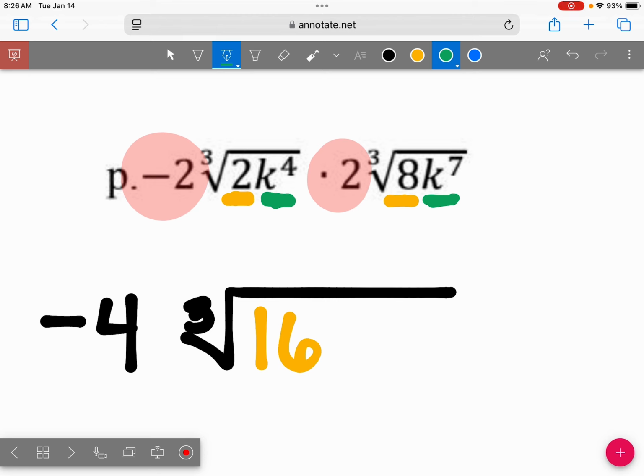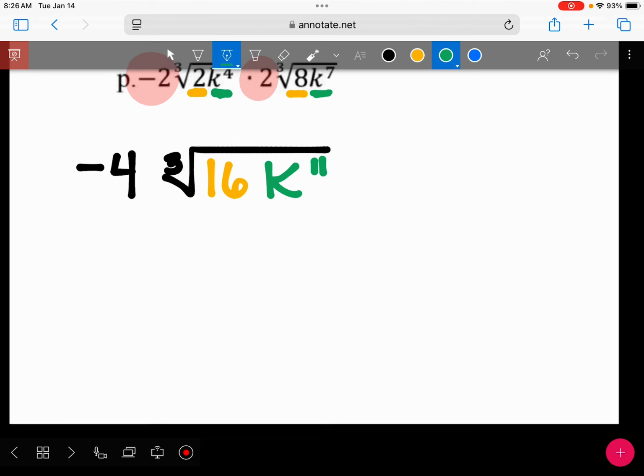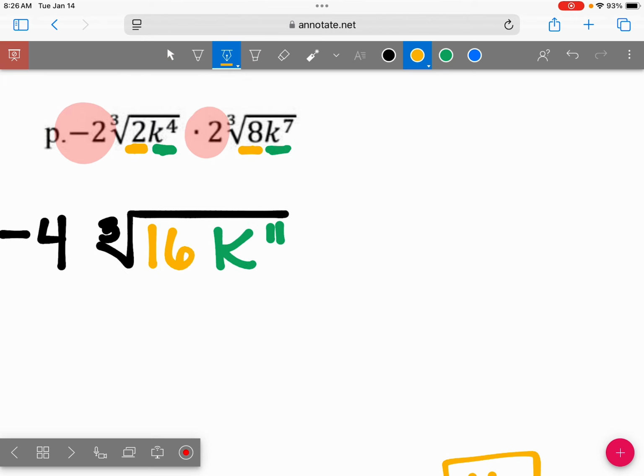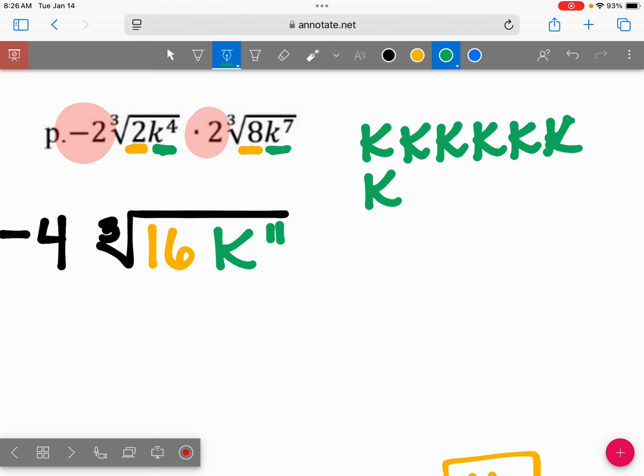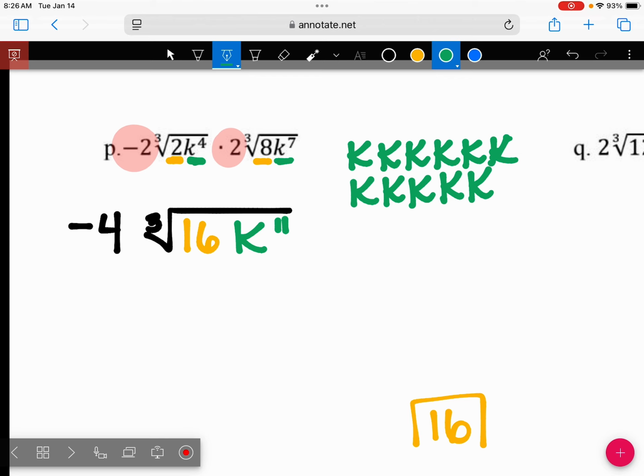So I have 4 K's and 7 K's. How many K's do we have? 11. So now what I want you to do is with that 16, build a cake. Keep dividing that by 2 until you can't divide it by 2 anymore. And with our K's, we're going to circle. So build your cake with the 16 and then circle your sets of triplets.